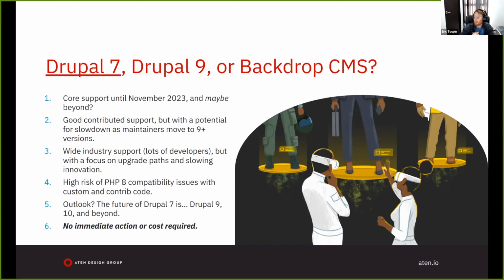If you stay on Drupal 7, you have core support until November of next year, probably, and it may get extended again. We don't really know how that's going to work. There's really great contrib support, meaning all of the contributed modules and core modules are well supported, but you can expect that to slow down. It's already slowed down considerably. The reason is any Drupal developer who's made a Drupal 7 module is going to be far more focused on the modern versions, their Drupal 9 or Drupal 10 versions. So if you log an issue with the Drupal 7 version, that's not going to be anybody's top priority. So you can expect support to dwindle.